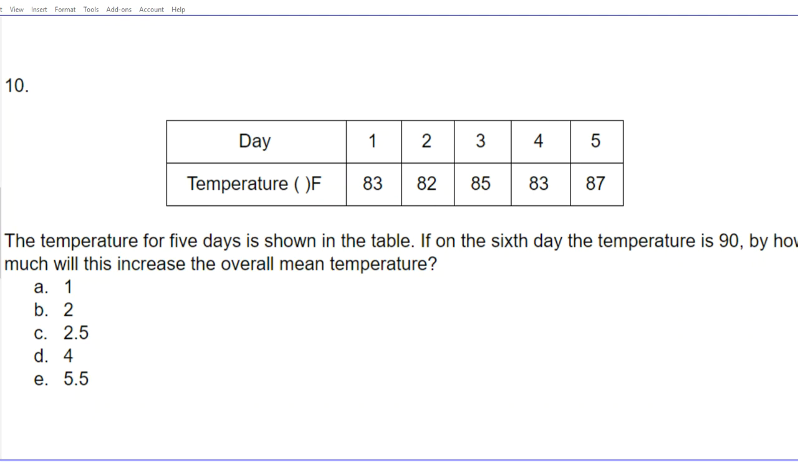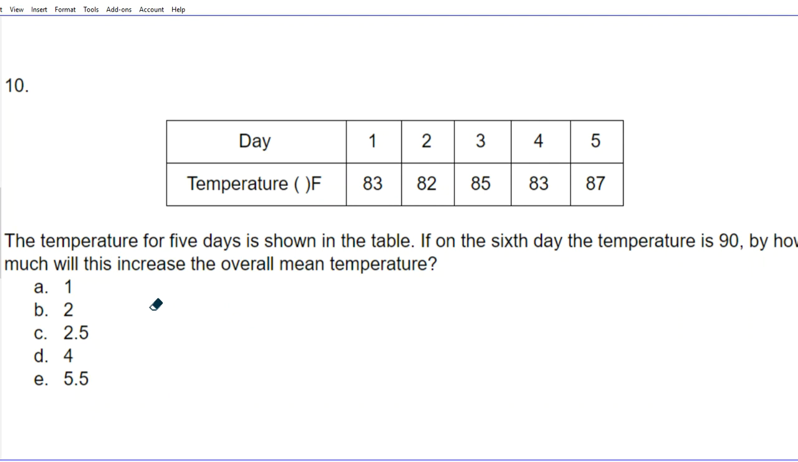Alright, let's take a look at question 10. It says the temperature for 5 days is shown in the table. If on the 6th day the temperature is 90 degrees, by how much will this increase the overall mean temperature? Okay, so we're looking for change in average or change in mean.